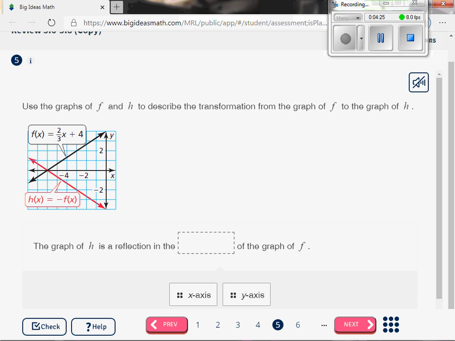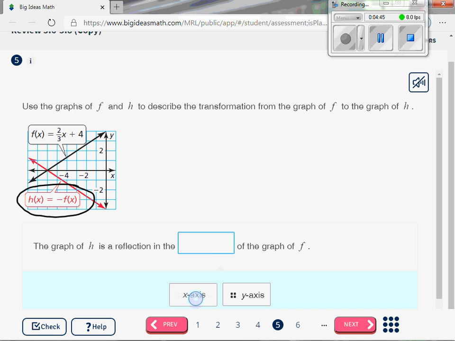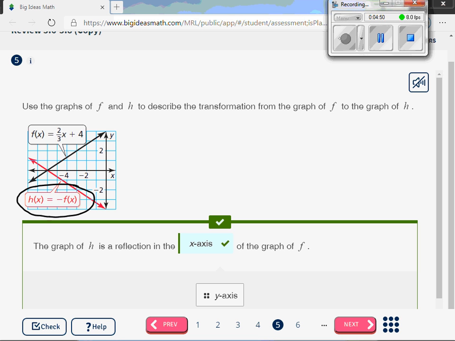Let me erase this. So I'm looking at this here. H of x equals negative f of x. When we talk about negatives, we're normally talking about what? Reflections, yes? So here, this would be a reflection across the x-axis. All right, guys. So this here is across the x-axis. So let's look at the next one.